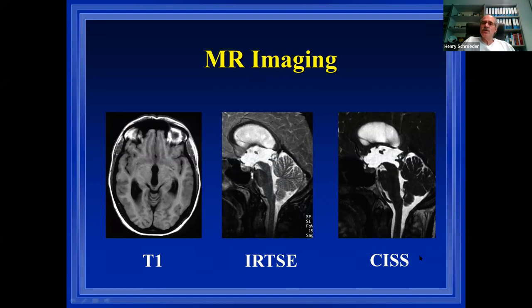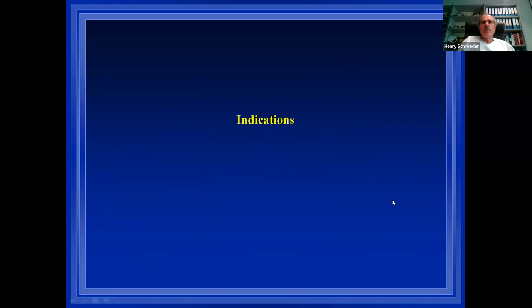It's high resolution T2 weighted images. This is a Siemens machine. I think if you have Philips, it's called Fiesta or Drive. When you have Toshiba, it's the same. You see all the dilation of the aqueduct before the stenosis, bulging of the floor, bulging of lamina terminalis. So it's a very nice imaging for your approach planning.